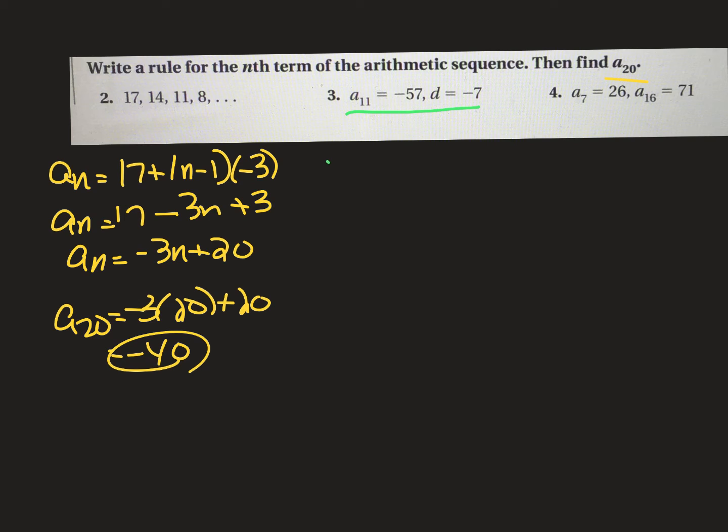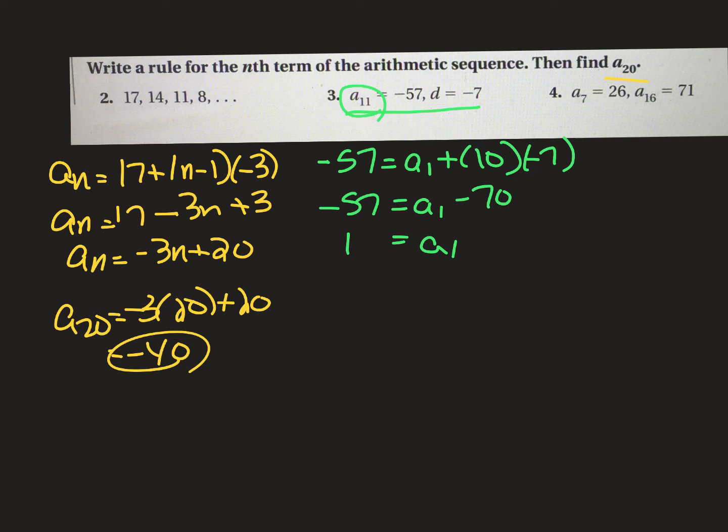So I'm going to put negative 57 over here. This is the 11th term. I don't know the first term. I do know what n is, though. n is 11 because this is A11. So n minus 1 is 10 times the difference, which is negative 7. Everybody knows 10 times negative 7 is negative 70. Move that negative 70 over, and you would get positive 13.